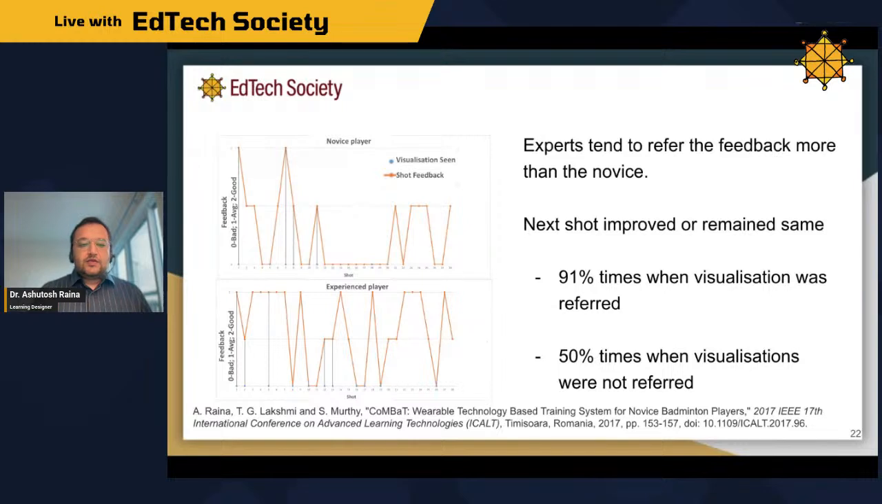We ran the system with a number of participants, some of them experts and some of them novices. And what we realized is that experts tend to look at the visualizations and take feedback from the visualizations more than the novices. Your next shot would improve or remain the same 91% of the time if you looked at the visualizations, versus only 50% of the time when you did not look at visualizations. And as I said, experts tended to refer to the visualizations more than the novices.